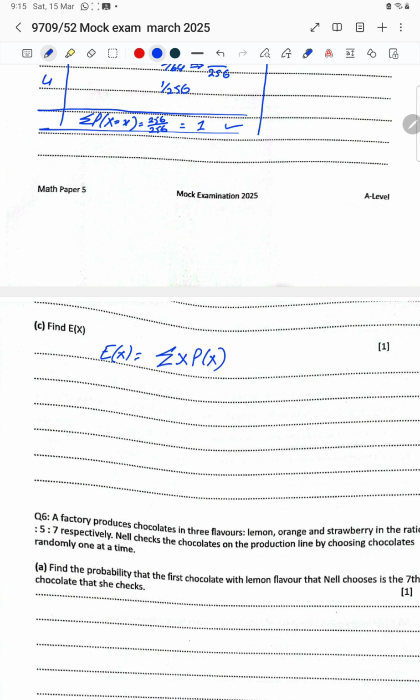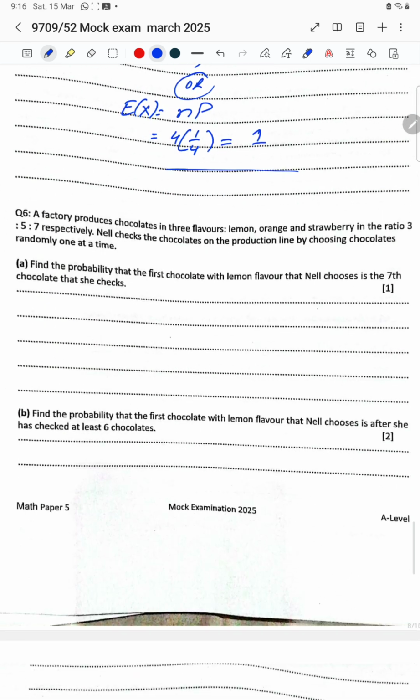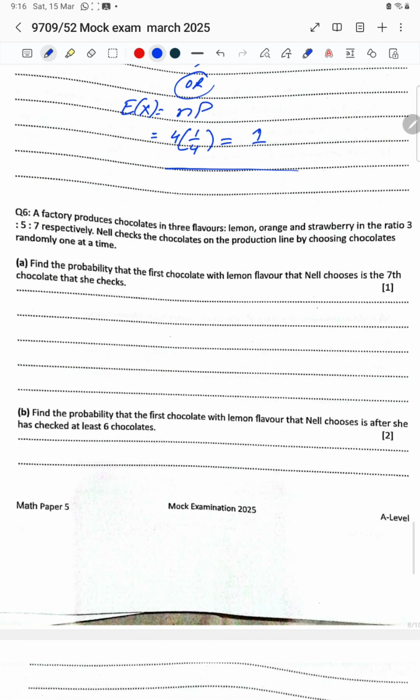Although it will take a little calculation, the answer will remain the same. But here we can say, because X is a binomial distribution, its mean is n times p. Here n is 4 and p is 4 by 4. So the expectation of X is 1. This is the answer. Simple case. Proceed to question number 6.